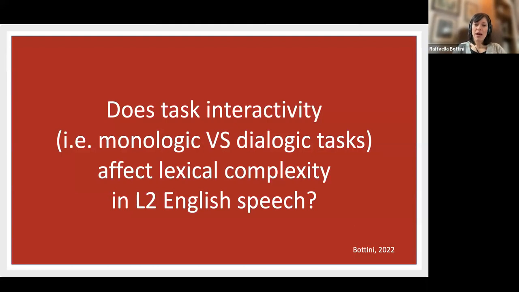And the question that I'm going to focus on is, does task interactivity, which means the production of language in monologic or dialogic tasks, affect lexical complexity in L2 English speech? And this is a topic that I'm passionate about. So this is what I worked on during my PhD studies, and I'm still working on it now. And I find it very interesting. So I hope you'll find it interesting too.